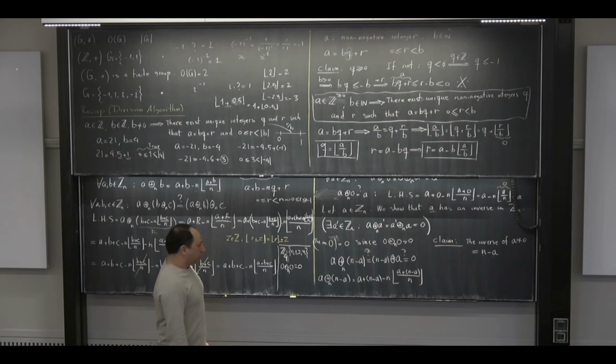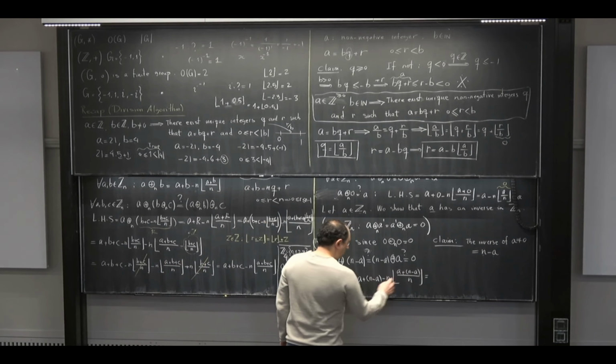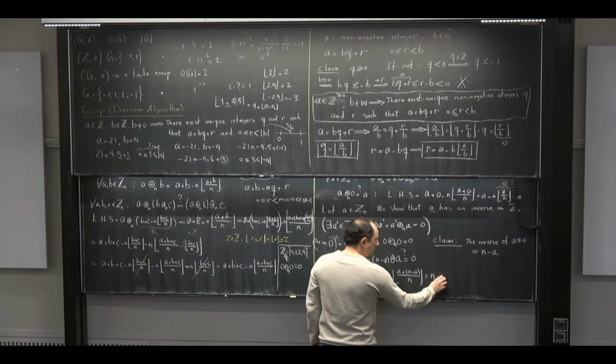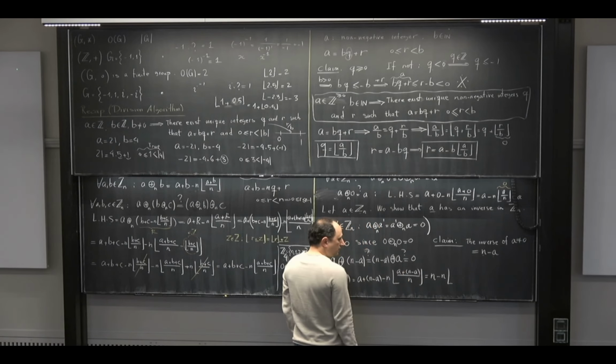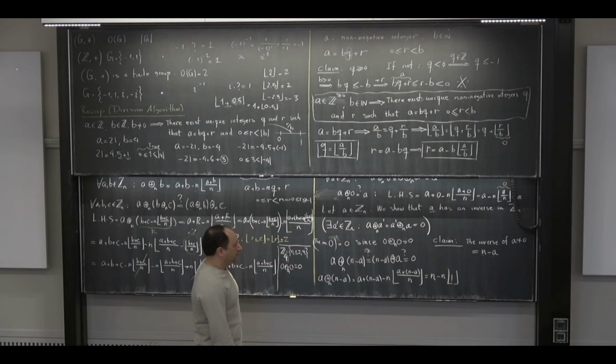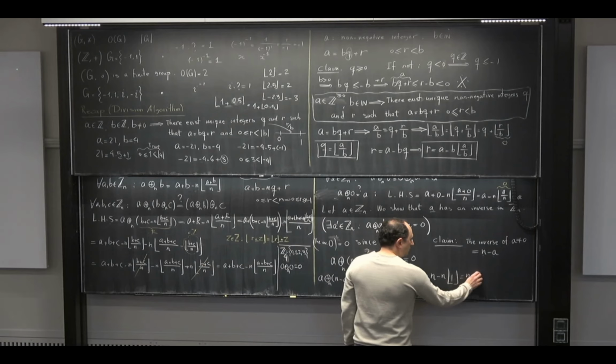So what happens now? This A and that A are cancelled. So this is N minus N times the floor of N over N. This A and that A are gone. N over N is just simply 1. Am I right? Yes. And the floor of 1 is 1. So it becomes simply N minus N, which is indeed 0.